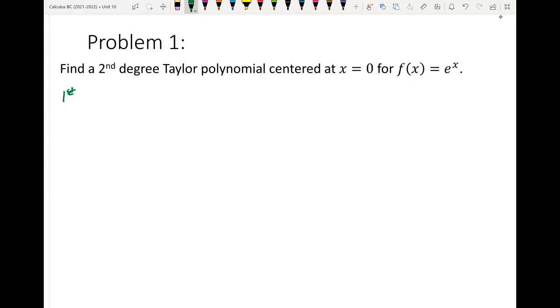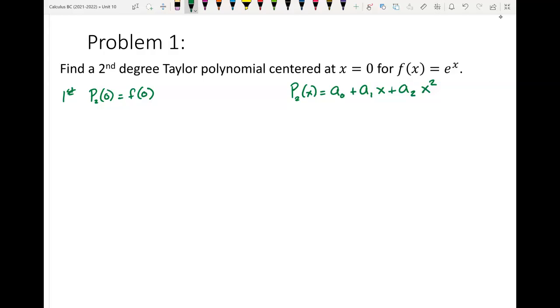So let's think. We want a second degree, so it'll be p sub 2 of x, and we will have a sub 0 plus a sub 1 x to the first plus a sub 2 x squared. It's just x because I'm centered at 0. I could put x minus 0, but I don't need to. So I need to first set p sub 2 of 0 equal to f of 0. We plug into both and set them equal.